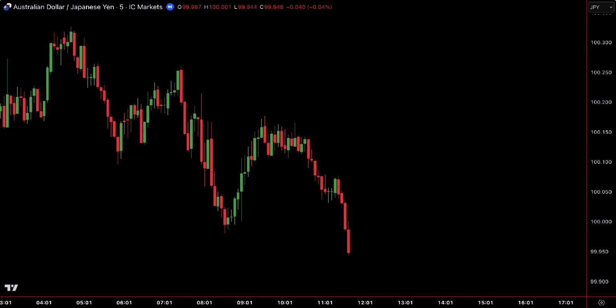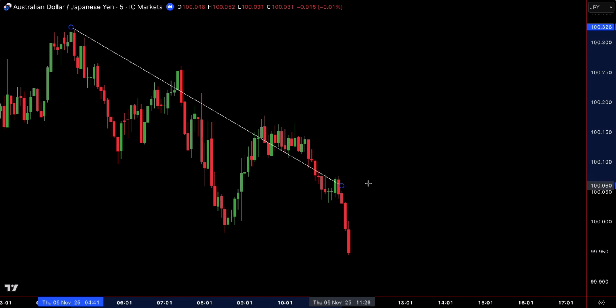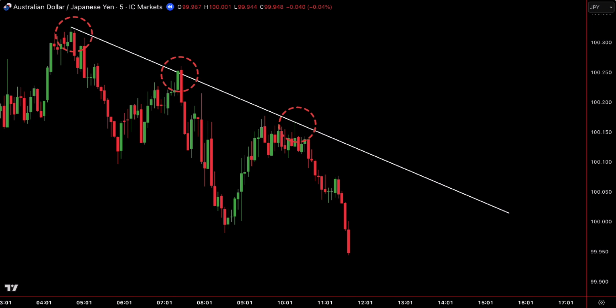This is the Australian dollar Japanese yen on the 5-minute time frame. As you can see, the market is trending downward. So we start by connecting the swing highs to draw a trend line. Here, we were able to connect 3 clean points, giving us a valid and well-respected trend line. The market reacted to this trend line 3 times, so when price retraced back into it again, many traders would look for signs that the downtrend may continue. Now look at what happened next.